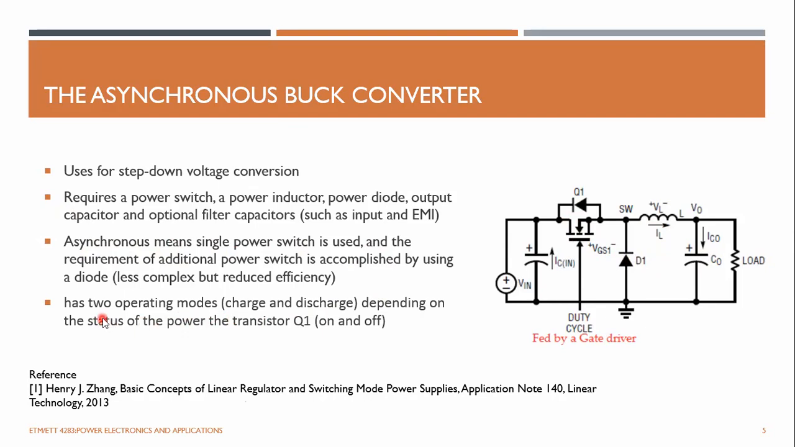Like in switched capacitor converters, also in buck converters you have two operating phases depending on the status of the switch. Once this switch is turned on, it is the charging phase, so the inductor is charging. Once you turn this one off, it goes to the discharging mode. So I will explain these two operating modes.